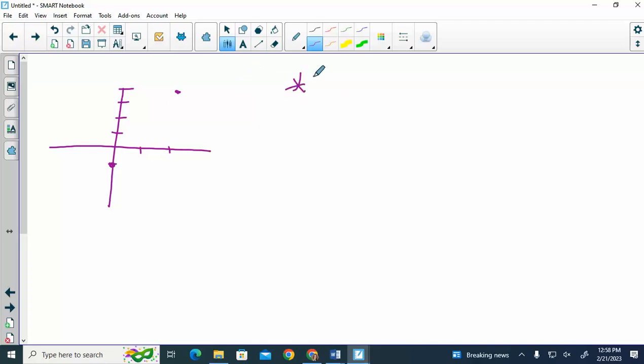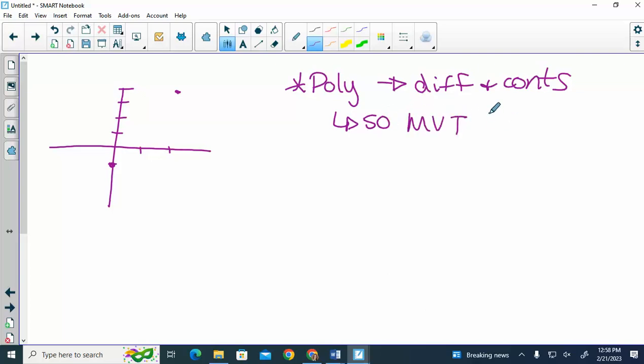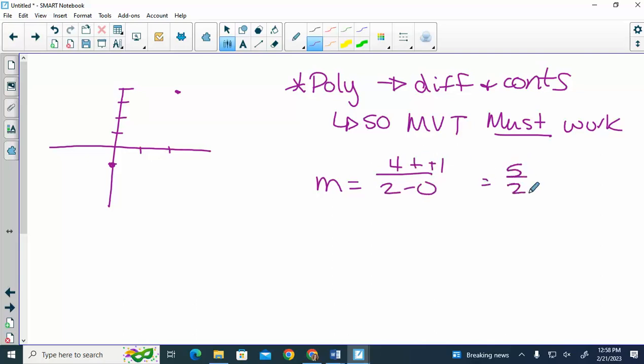I told you this is a polynomial. So you know it is differentiable and continuous, right? So that means mean value theorem must work. Mean value theorem says if it's continuous and differentiable, somewhere the derivative equals the slope between the endpoints. So let's find the slope between these points. Y sub 2 minus y sub 1 over x sub 2 minus x sub 1. We get 5 over 2, which is 2.5.